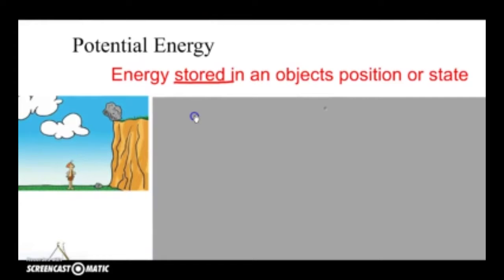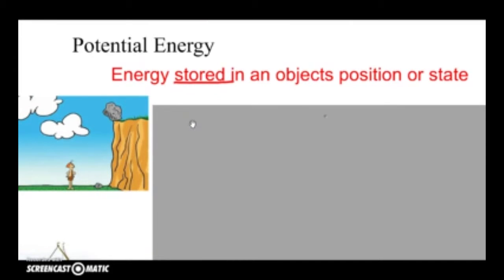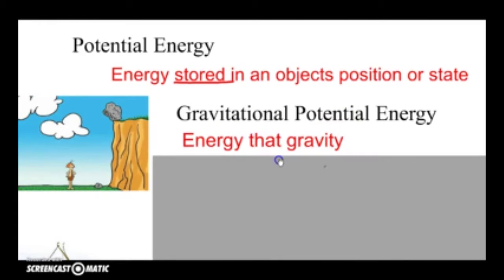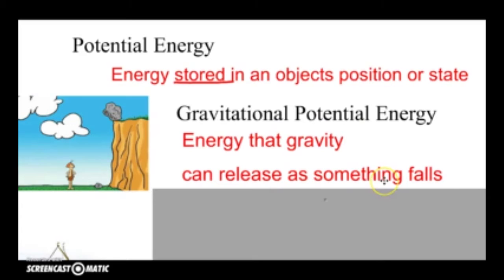The first type, the type we'll come back to again and again, is the type of energy this rock has as it's sitting at the top of the cliff. It's not moving, it's not kinetic energy, it's potential. But if this rock fell, it could certainly do a lot of damage. It has a lot of energy in it. The type of energy this rock has is gravitational potential energy. Okay. So anything that can fall has gravitational potential energy. It's energy that gravity can release as something falls.